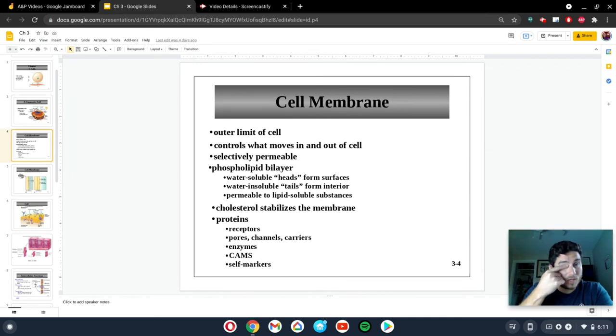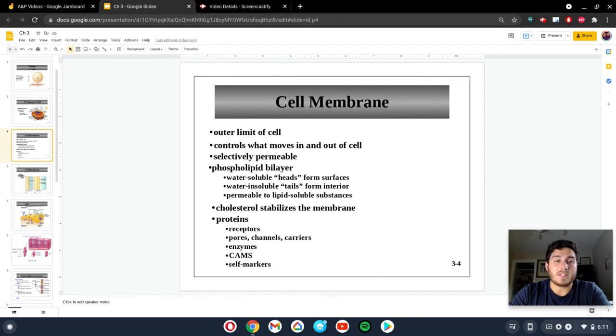A couple other components of the cell membrane are the cholesterols. There are many cholesterols that stabilize the membrane to make sure that it remains intact and it holds its shape. And there are many, many different protein receptors that are on the outside of the cell membrane. And what they do are a number of things, right? We can have receptors that are going to bind with the cell so that things can communicate with it. There are going to be different pores and channels that allow for different substances to move in and out of the cell, enzymes, and a whole bunch of other different components, but they're all proteins.